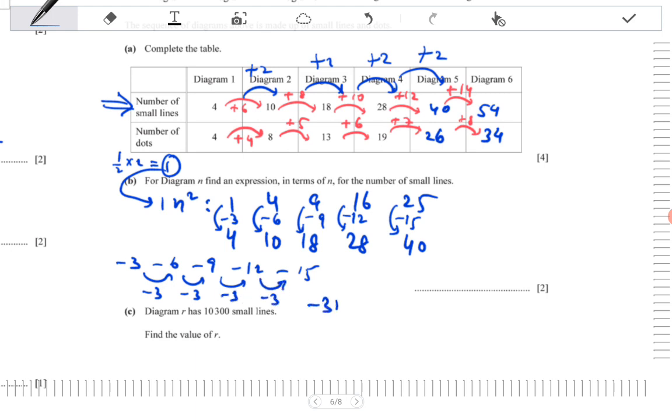So minus 3n is the first part, and then minus 3n gives you n. If n is 1, it gives you minus 3. So what am I supposed to do with this?